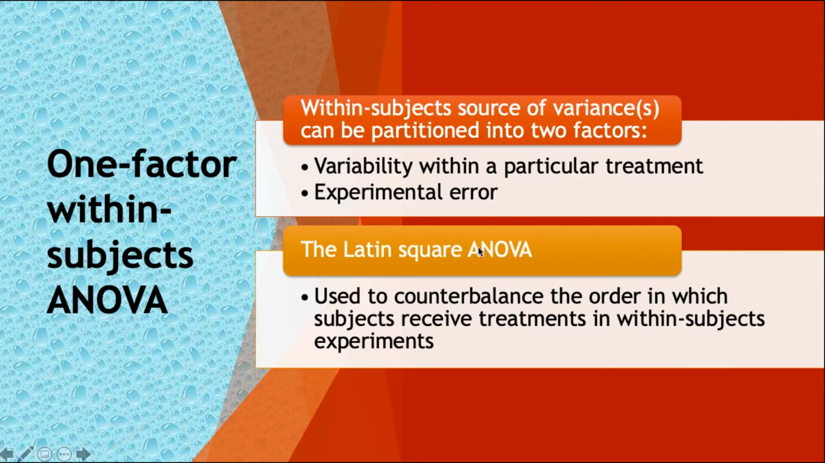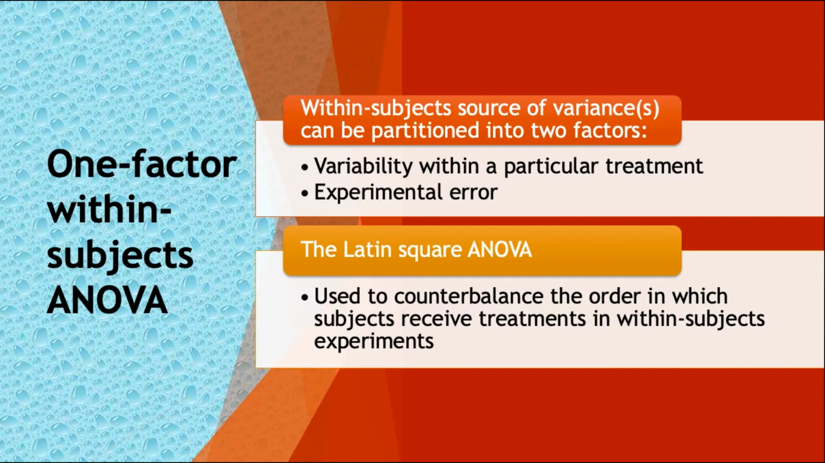So, Latin square ANOVA is used to counterbalance the order in which subjects receive treatments in a within-subject experiment. If present, carryover effects tend to inflate the error term used to calculate your F ratio, so they must be removed before you calculate F. This is done by treating practice effect as a factor in the analysis. You can find more information on the Latin square ANOVA by reading Keppel, 1992, pages 385 to 391.